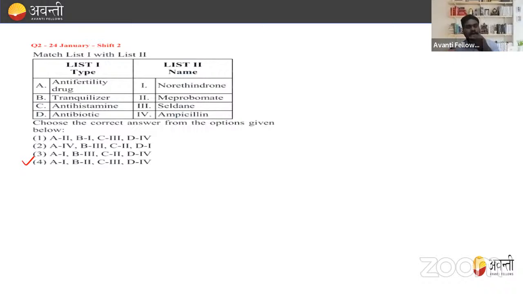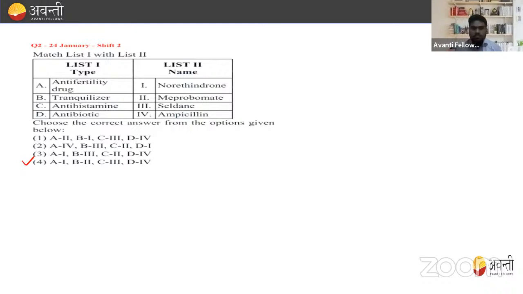So these are the main uses of all these four drugs. Anti-fertility drugs means which is used for controlling pregnancy. Tranquilizer means if the person is suffering from high stress, anxiety, fear, or tension, then we use tranquilizer. And antihistamine means if a person is suffering from some allergic reaction, then we use antihistamine. And what is an antibiotic, beta? A medicine which is used for destroying bacteria and curing infection.